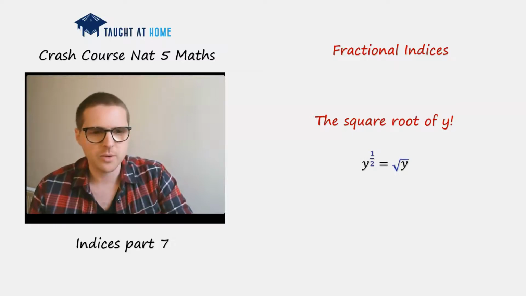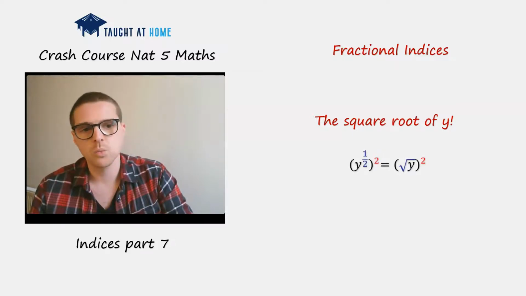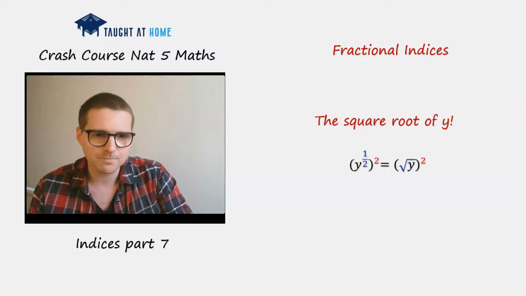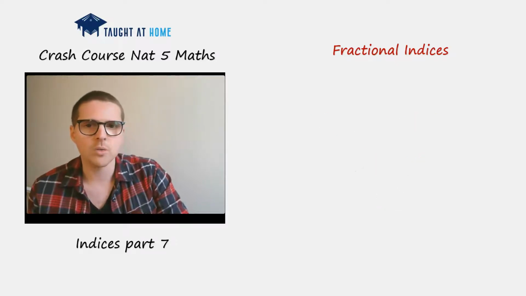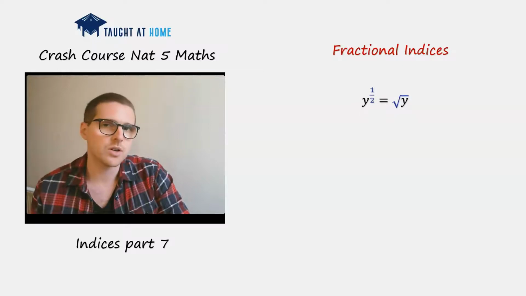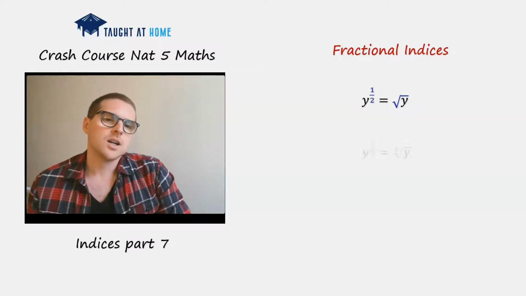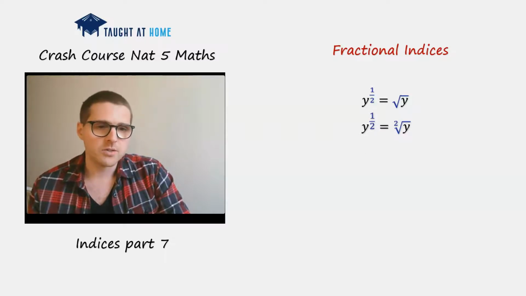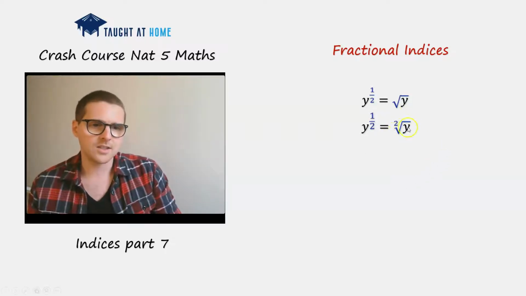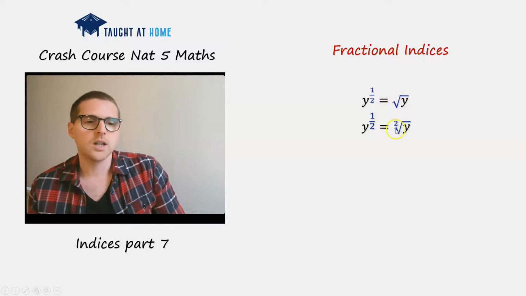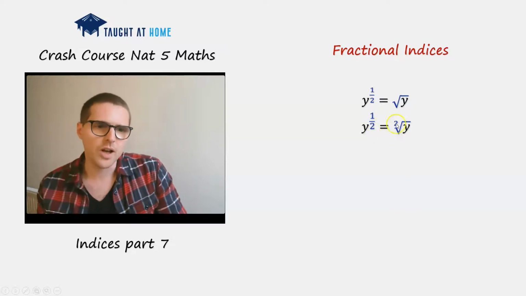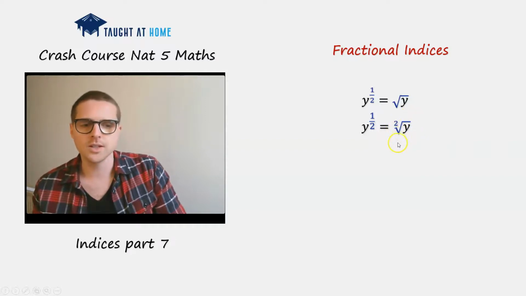Now think about this. If we were to square both y to the power of 1/2 and the square root of y, we're going to get y back. So this shows us that y to the power of 1/2 is the square root of y. And just for those who aren't quite sure, we could also rewrite it in this form. When it's the square root, we usually omit the 2, so just the root. But we could also write it this way, where the denominator goes at the top of this part of the radical sign.